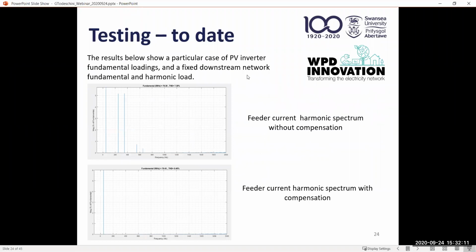We are still testing the algorithm, so I cannot really share many results at the moment. I just showed this spectrum to illustrate the behavior. This is a particular case where PV inverter generation and load are constant. And the load includes the 5th, 7th, 11th, and 13th components. So that's the spectrum of the load current, sort of the feeder current. And then after the inverter is acting as an active filter, the feeder current presents a much reduced level of harmonics.